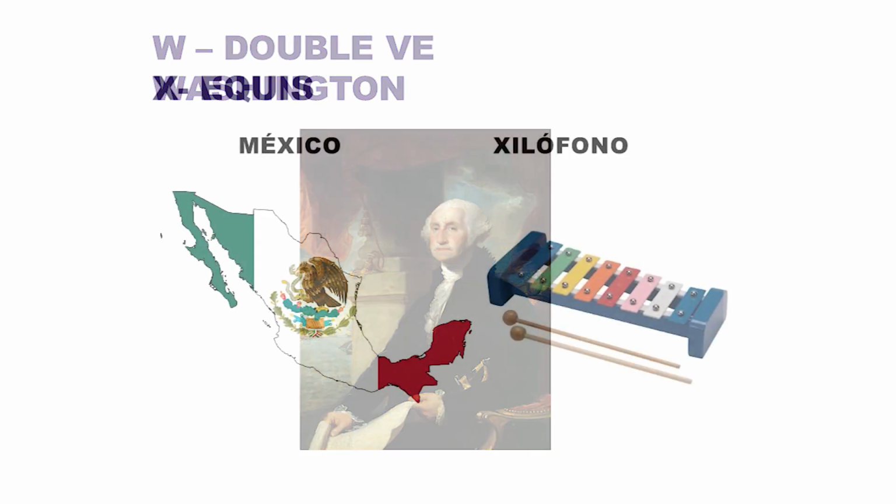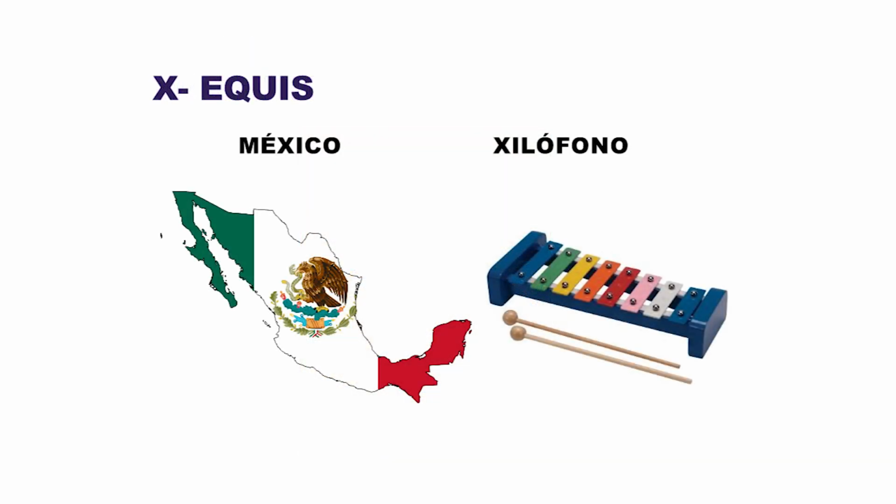X, or X, in Spanish can be pronounced two different ways. We have a J sound, almost like a H, and then also it's pronounced like a Z sound also. Here we have two examples. Let's say them together. México. And then it also makes a Z sound like xilófono.